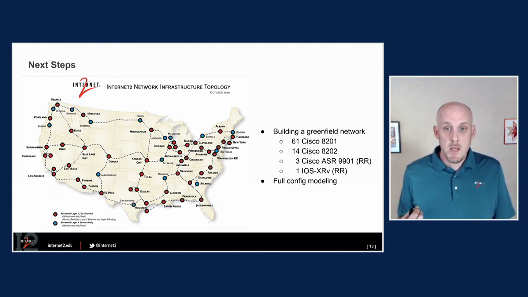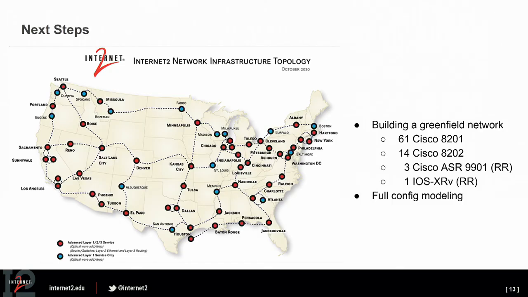So we're deploying Cisco 8201s and 8202s across our network. These are the new Cisco platforms based on the Silicon One chipset. They're 400 gig capable, so we'll have 400 gig capabilities across our network. Then a couple ASRs and XRVs for route reflectors. And our plan is to do full config modeling across the network. So that's all the configurations and all the services, and have that ready by about May next year to start transitioning services. We'll also be building tooling around NSO and some of our other software suites to aid the engineers in that migration path.